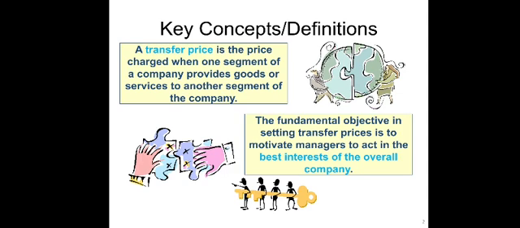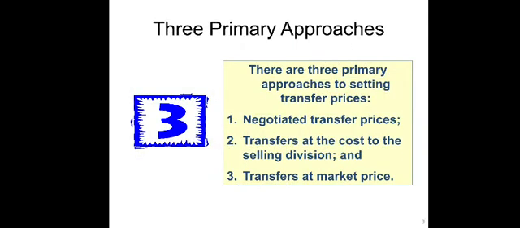Okay, let's see. When one segment within a company wants to sell its product to another segment within the company, there is a need to set the transfer price. There are 3 types or approaches that can be used to set the transfer price. The first approach is called negotiated transfer prices. The second approach is transfers at the cost to the selling division. And the third approach is transfer at market price.